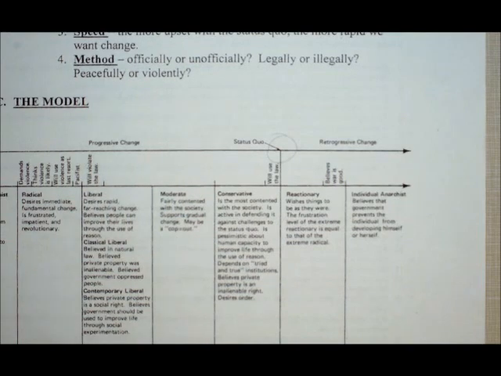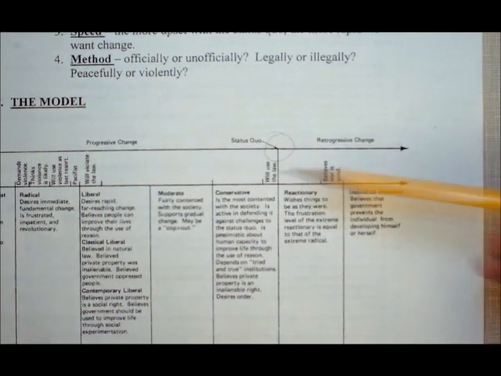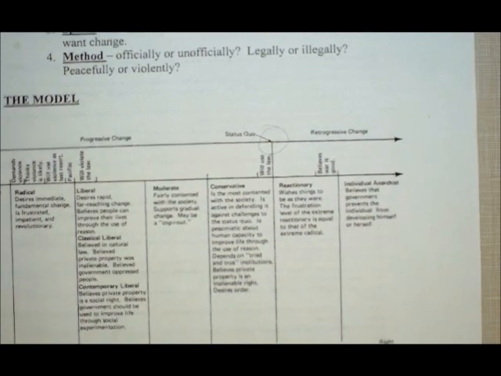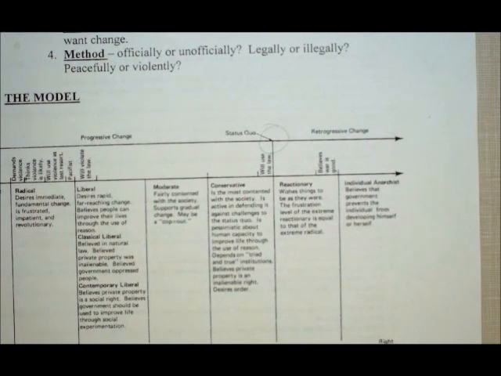If you are conservative, you are most contented with society, active in defending it against challenges to the status quo. Conservatives are pessimistic about human capacity to improve life through the use of reason, and they depend on tried and true institutions. Private property is an inalienable right, and they desire order. So let's break this down a little bit.